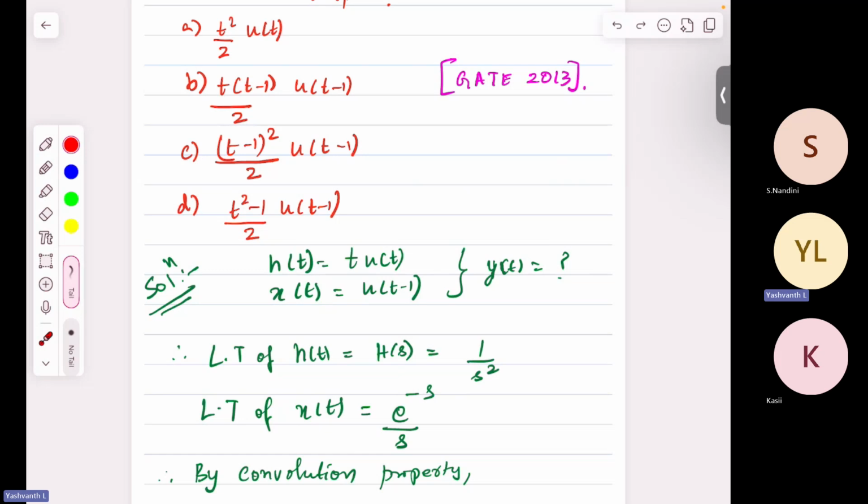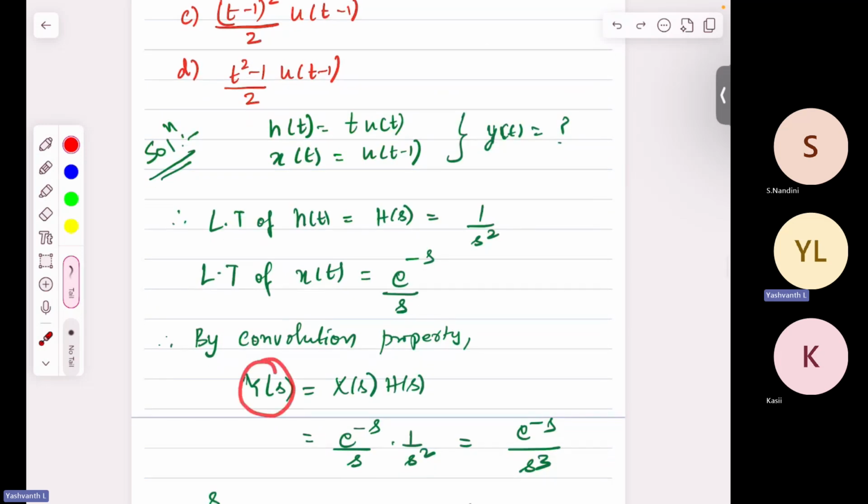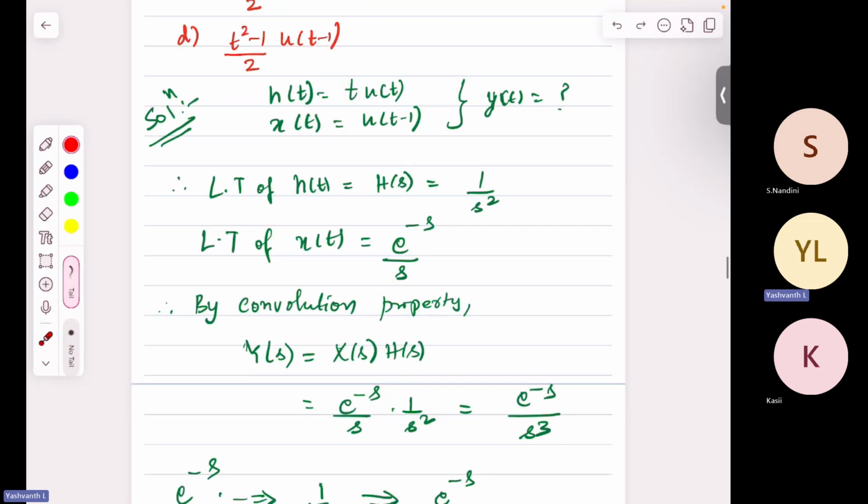By the convolution property, what is Y of s? Y of s is the product of H of s and X of s. X of s is nothing but e power minus s by s, and H of s is 1 by s square. Therefore, your Y of s is e power minus s by s cube.